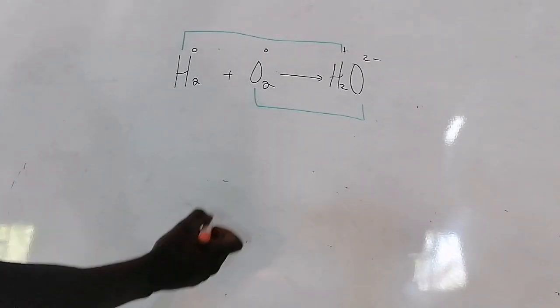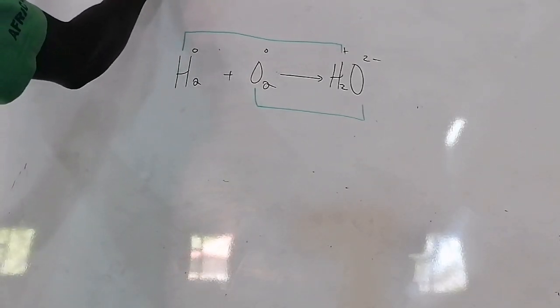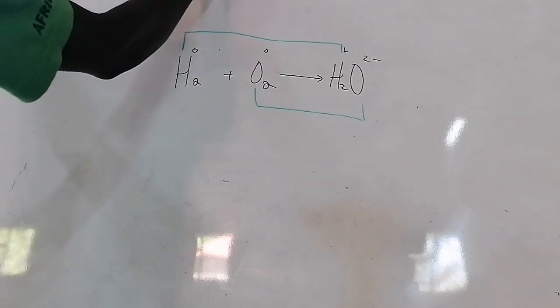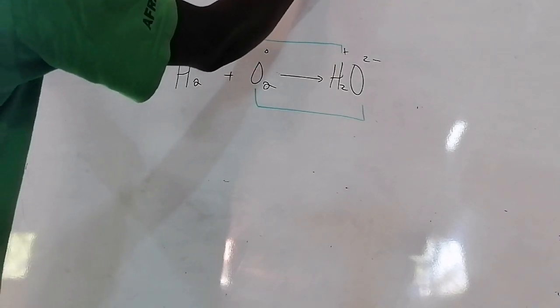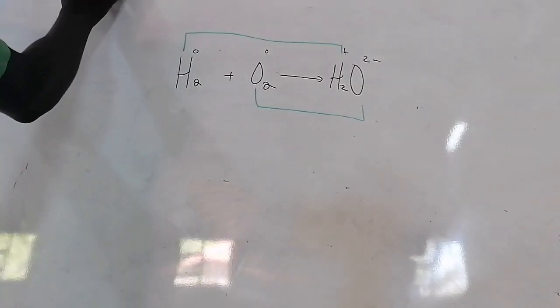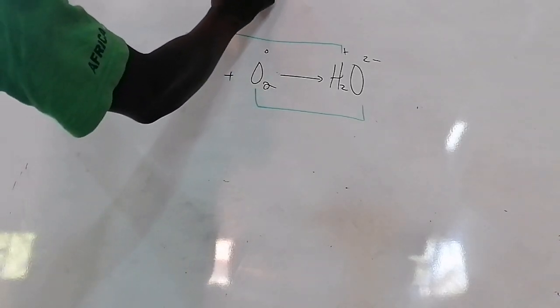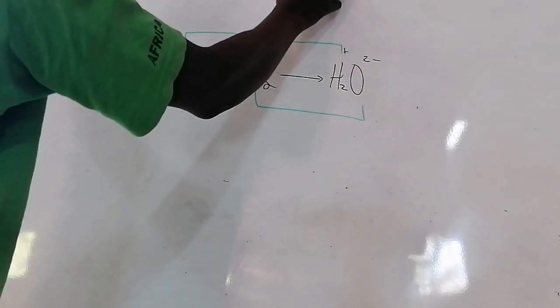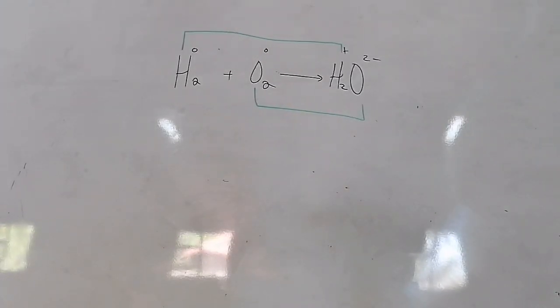So we have this thing. We have that thing that says an increase in oxidation number is oxidized. Then a decrease in oxidation number is reduced. So an increase in oxidation number is oxidized. Then a decrease in oxidation number is reduced.